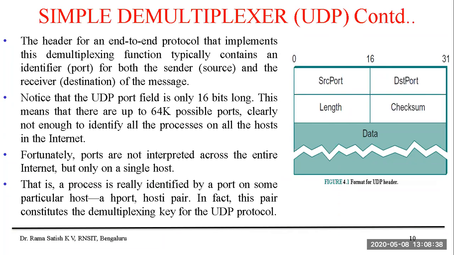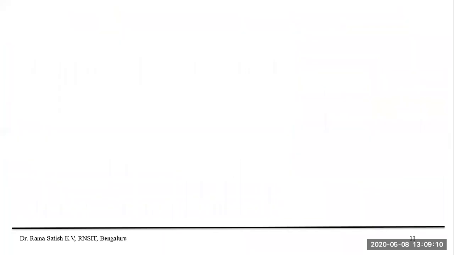So along with the port, when some application protocol uses some port, it will also use some demultiplexing key. That demultiplexing key is called the host IP. So this host IP is sent along with the message, and of course that is used for demultiplexing at the receiving station. So that's how UDP works.